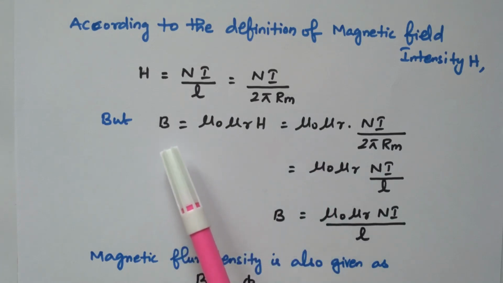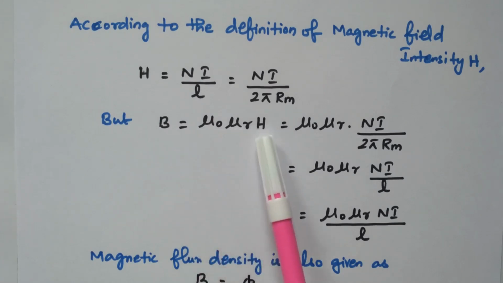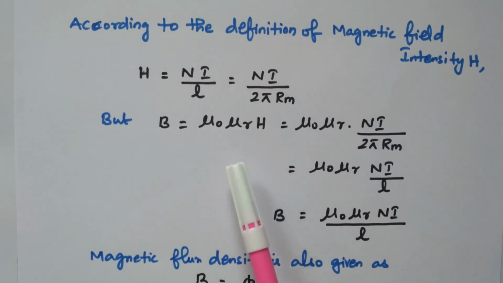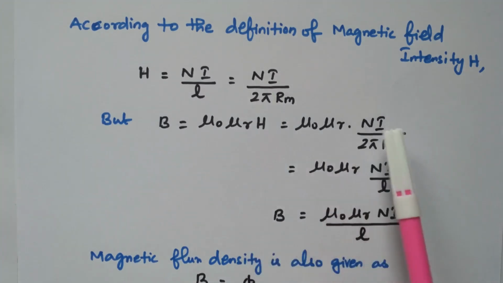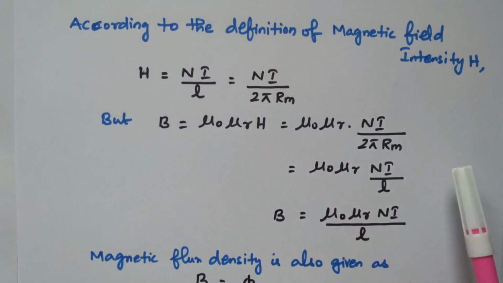From that we can find the magnetic flux density B. B equals mu naught mu r H. The relation is B equals mu H, that is mu naught mu r into H. Now substitute H from the above equation, so mu naught mu r into Ni divided by 2 pi Rm. Again, 2 pi Rm is written as L. So B equals mu naught mu r Ni divided by L. Magnetic flux density is mu naught mu r Ni divided by L. These are all very basic formulas, and from the basic formulas we got this value.